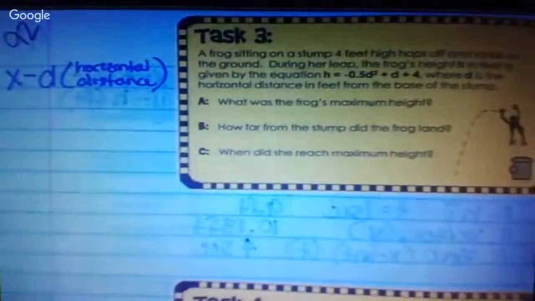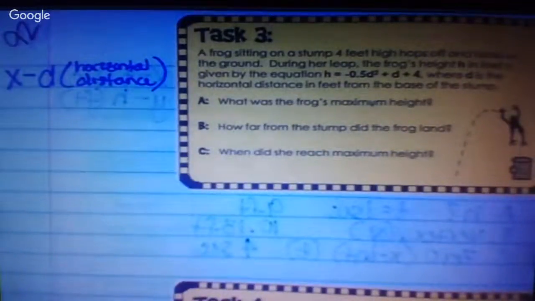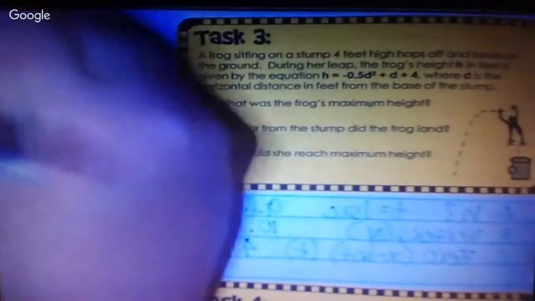The distance. This is horizontal distance. This is like your long jumping track. So it's how far, how long did the frog jump? What's your Y? H. How high did your frog jump?